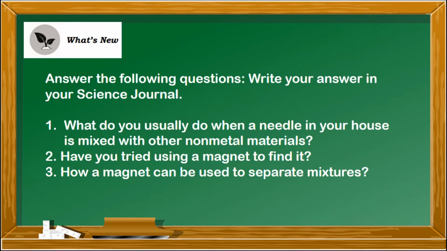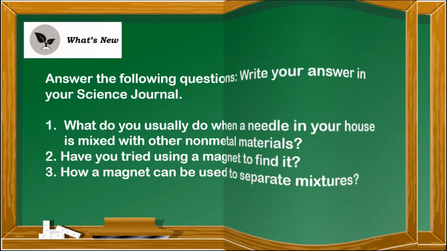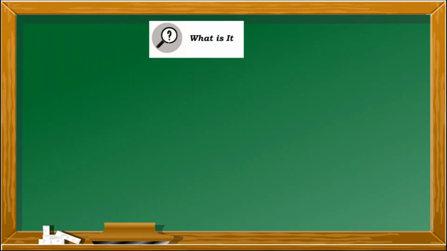Okay, how can a magnet be used to separate mixtures? Some of the answers: this is done by passing the magnet over the mixture, where it will pick the magnetic substance out of the mixture. If you can think of another answer, children. Okay, those are some of the answers. Okay, what is it?